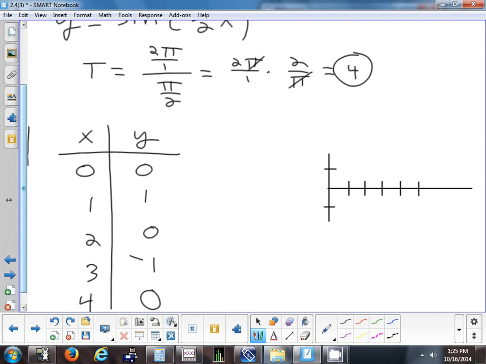Since we're going by ones on the x-axis, you don't need to label it if you don't want to. Anytime you're going by ones, you don't have to label. Most of the other times you do, though. I'll label it just so there's no confusion. So we got 0, 0, 1, 1, 2, 0, 3, negative 1, and 4, 0.